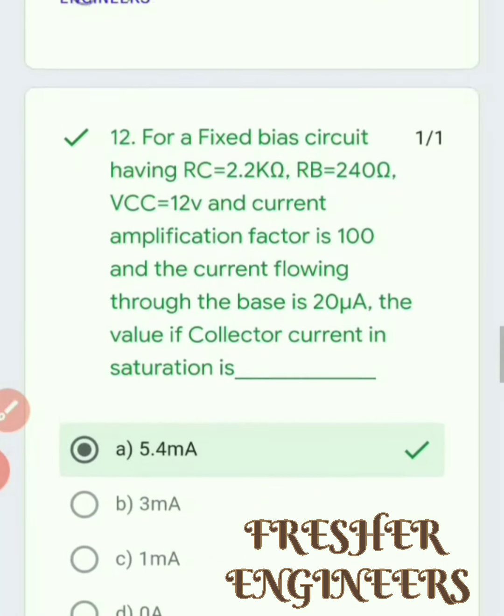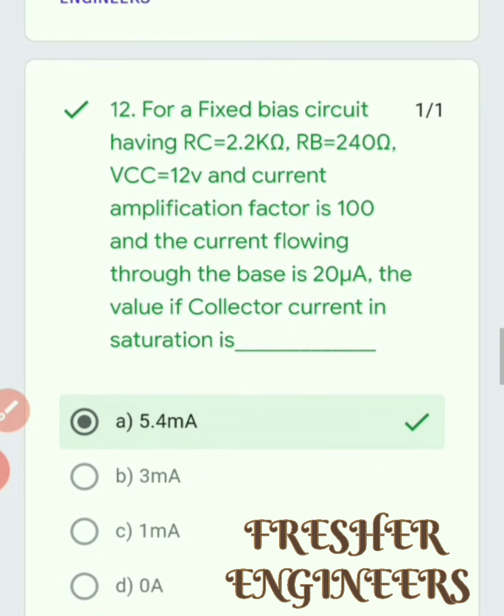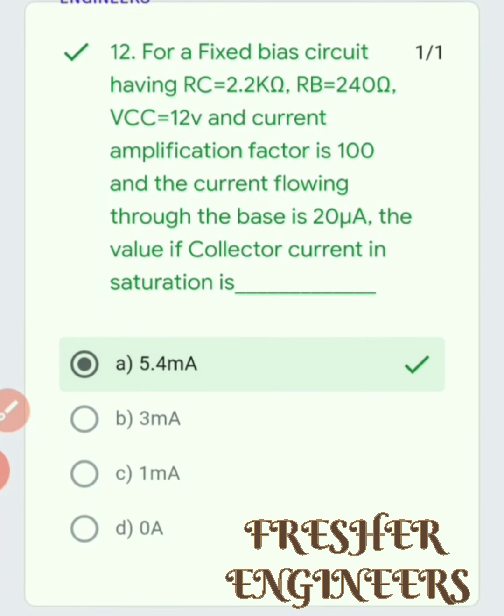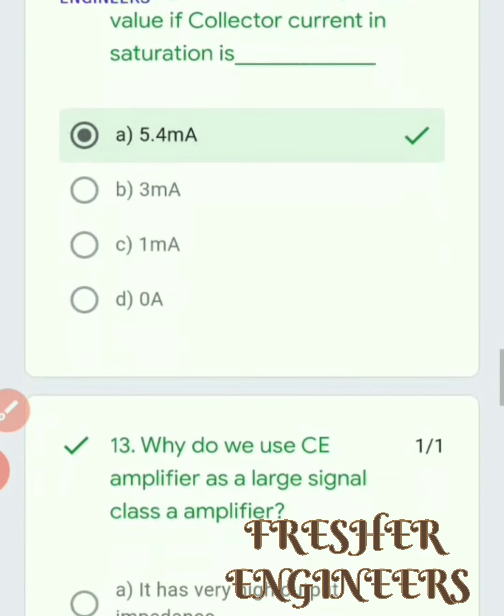For a fixed bias circuit having RC equal to 2.2 kilo ohm, RB equal to 240 ohm, VCC equal to 12 volt, and current amplification factor is 100, and the current flowing through the base is 20 microampere, the value of collector current in saturation is 5.4 milliampere. Hence, the correct option is A.